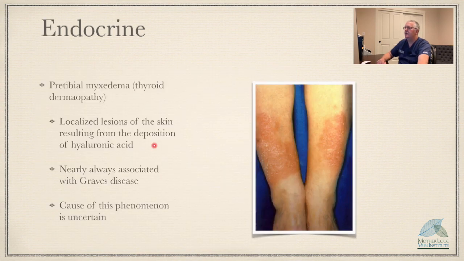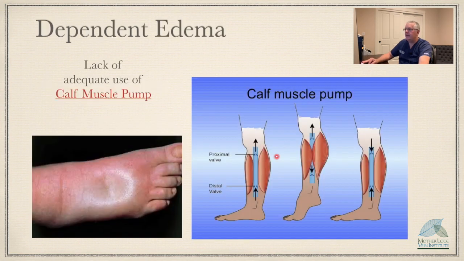You can have what we call pretibial myxedema from thyroid disease, and it's a condition where there's this hyaluronic acid deposition in the skin that causes inflammation and swelling. It's not too common, but it's almost always associated with Graves' disease, hyperthyroidism, and so that is one of the less common causes for swelling.